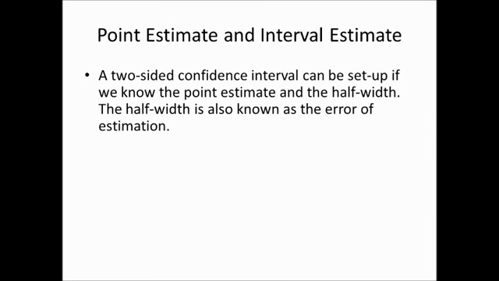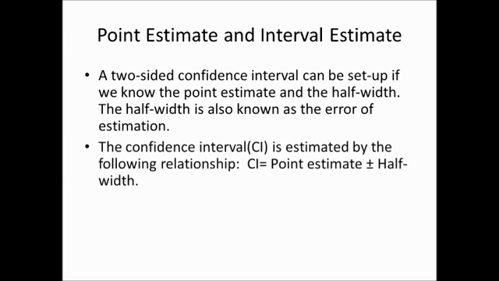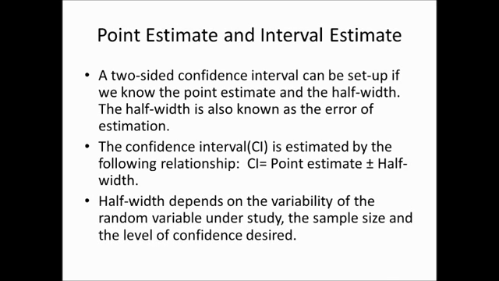We can set up a two-sided confidence interval if we know the point estimate and the half width. The half width is also known as an error of estimation. So confidence interval is estimated as the point estimate, then we add the half width to get one end of the interval and subtract to get the other end of the interval. Half width depends on the variability of the random variable in the study, the sample size used to estimate the sample average, and the level of confidence desired.